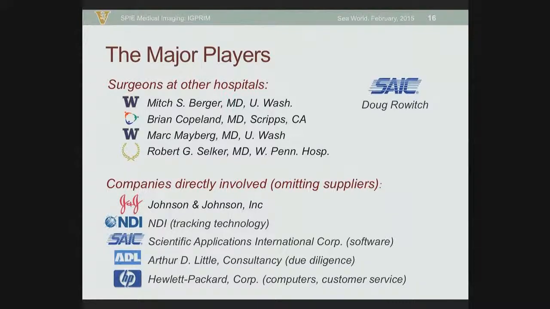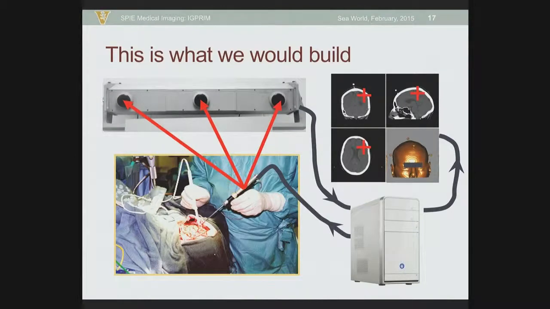Here's all the companies involved. SAIC is a big firm out in maybe in San Diego. They're out on the West Coast somewhere that does software. They rewrote all our graduate students' clunky software for the FDA. And this is what we would build. Everybody in this room is familiar with this idea. You got a tracked probe. Here's the tracker. It was a giant OptiTrack from Northern Digital. And the computer is running the show, and this shows you where you are.